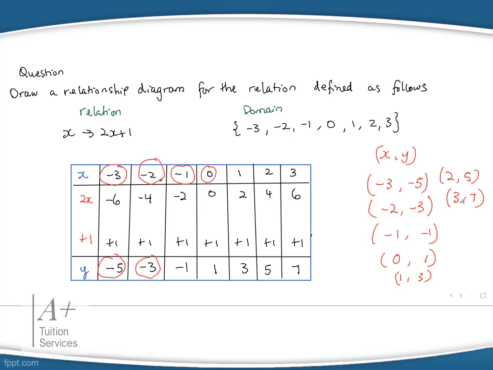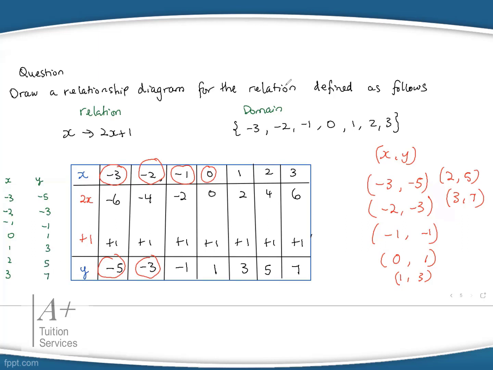And your relationship diagram, again, is just the two bubbles with the numbers and the values in between, right? So our values, I want to put it on the same page. Our values for x and y, I'll just use a different color. We have x, we have y. Our values for x are -3, -2, -1, 0, 1, 2, 3. Our values for y are -5, -3, -1, 1, 3, 5, 7.